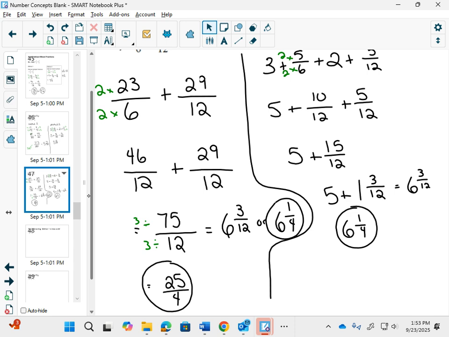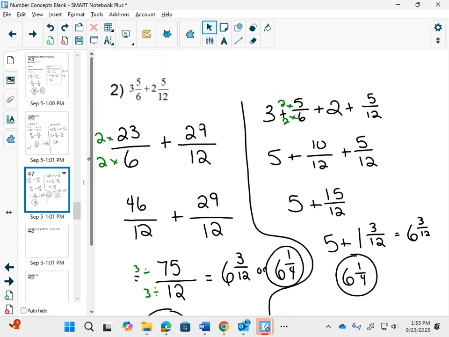It becomes 25 over 4. If you have a nice scientific calculator, right? If you go into here right now and just type in 75 over 12, it'll either give it to you as a decimal or it will reduce it to the 25 over 4 for you, which is really nice.